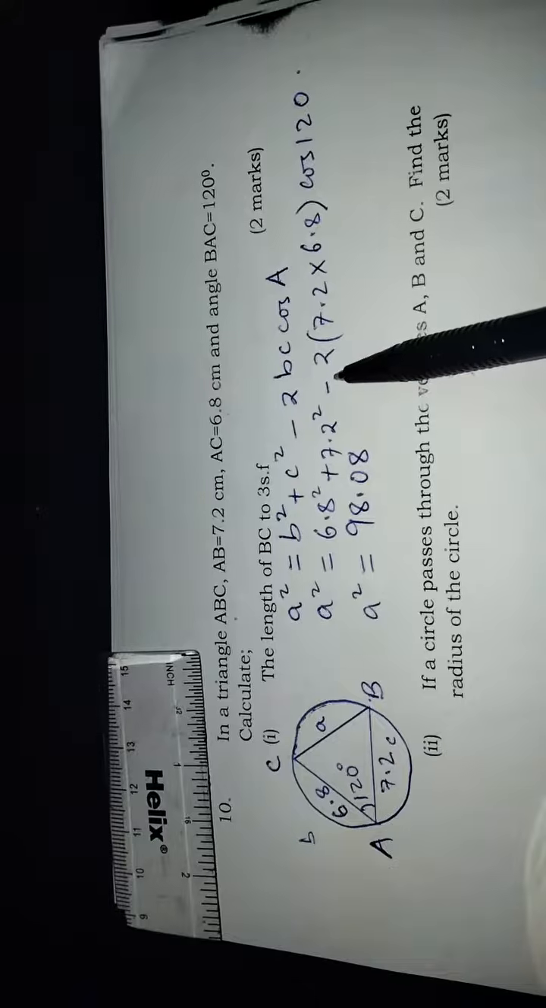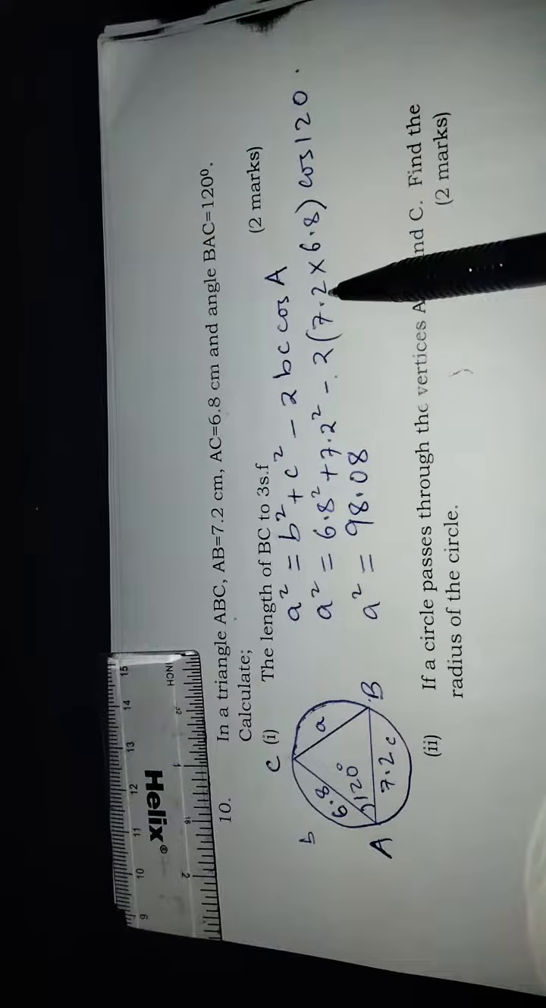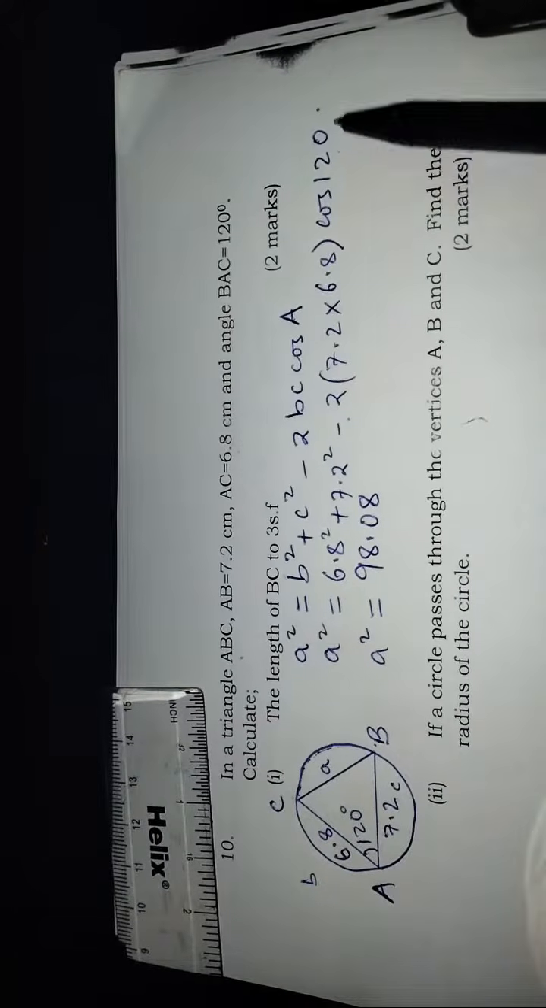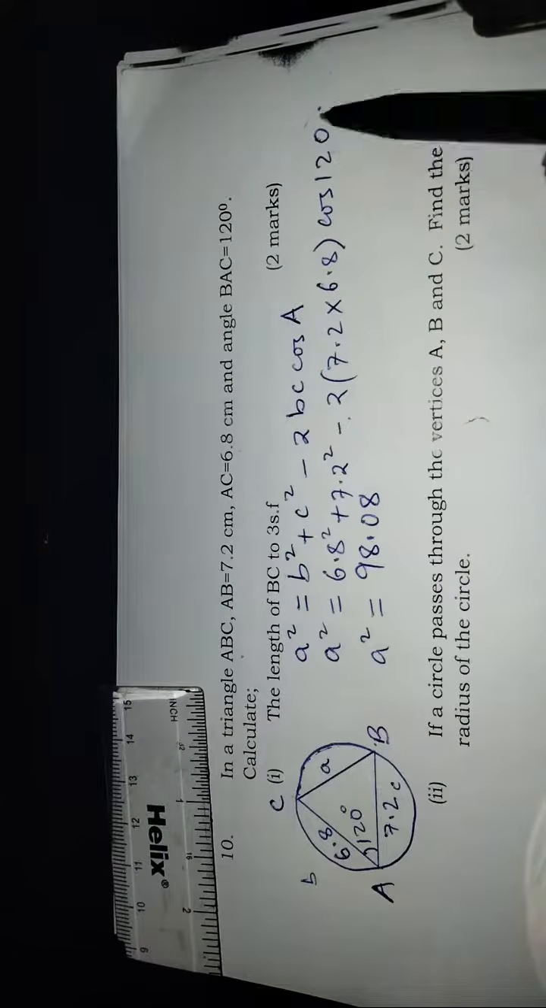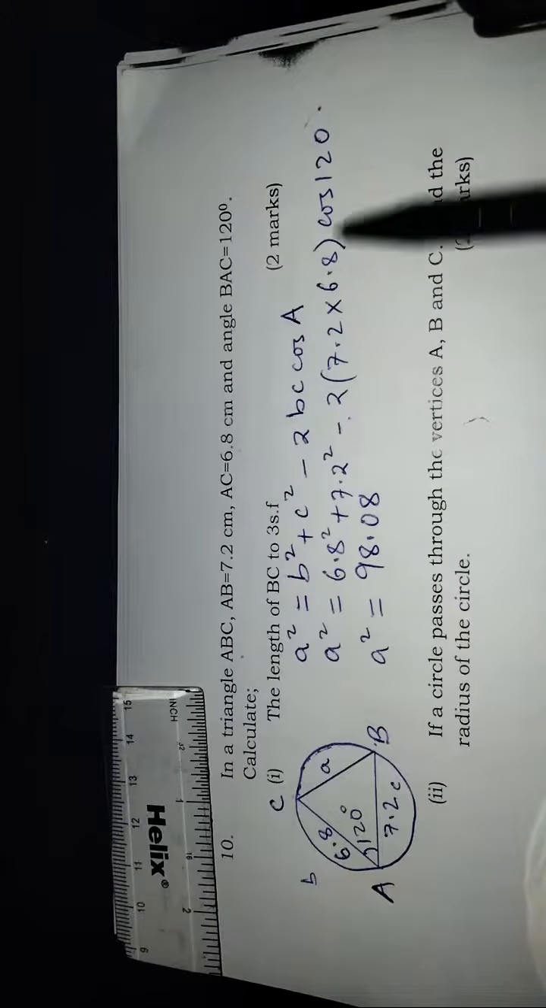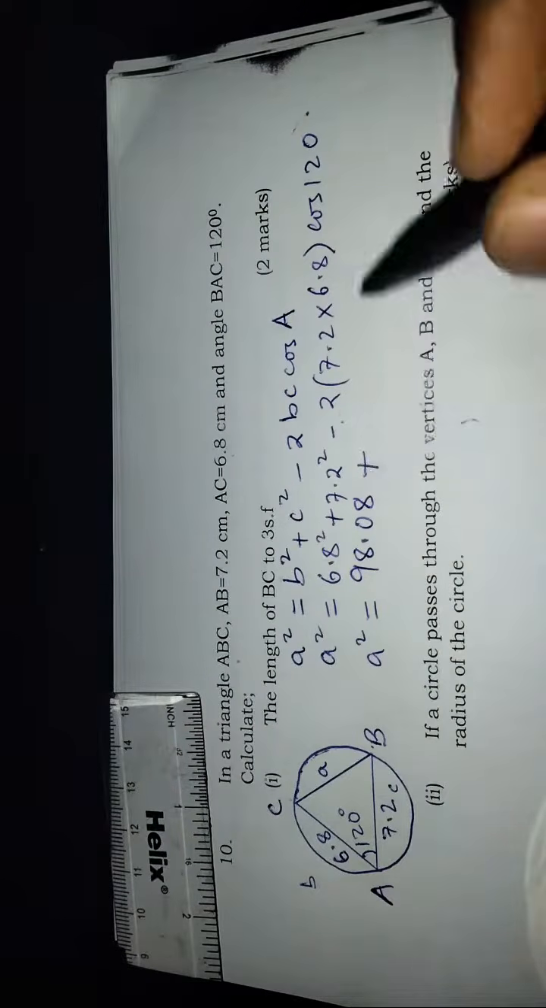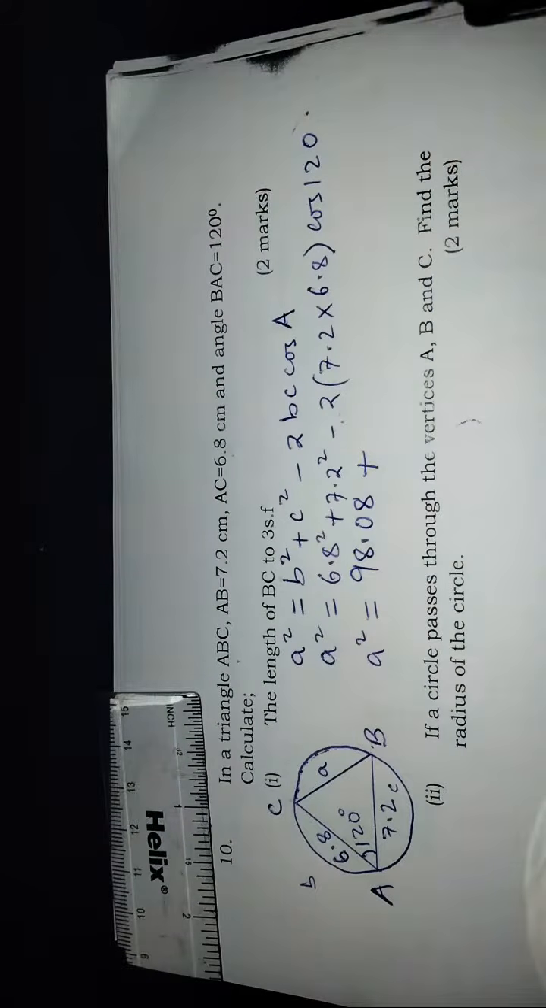There's something I want us to notice: this is a negative 2bc, but the cosine of this angle, which is in the second quadrant, is going to be negative. So this negative due to the cosine of 120 will affect the negative here. So we will end up adding. The cosine of 120 is a value which is negative. That is something very critical.